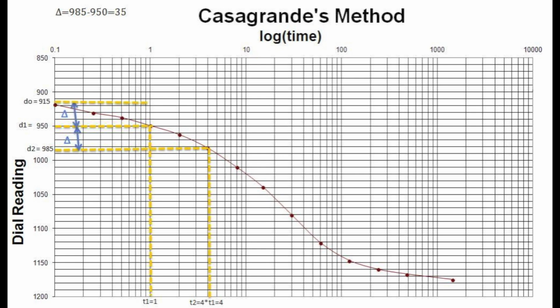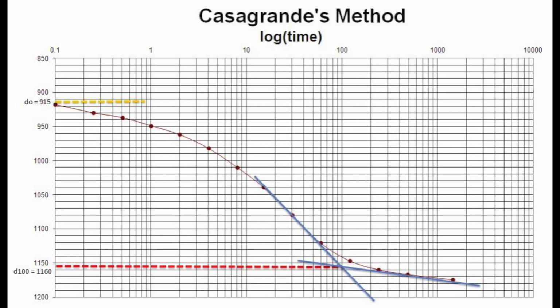The trick is to move up a vertical distance delta from D1. By reflecting a horizontal line a distance delta from D1, we obtain D0 equal to 915. This is the initial deformation if time 0 were to exist on a log scale based on the parabolic assumption.